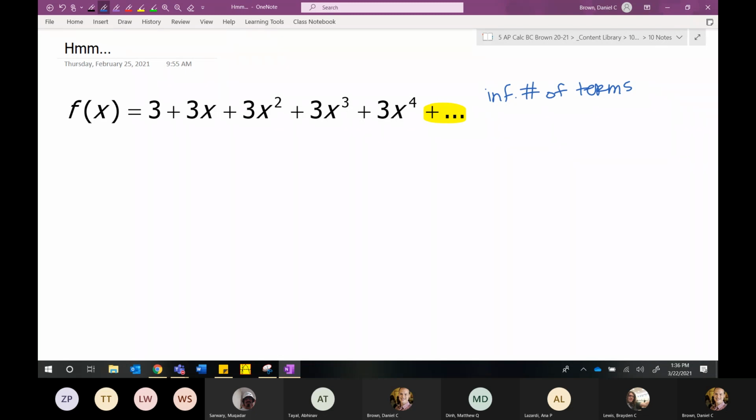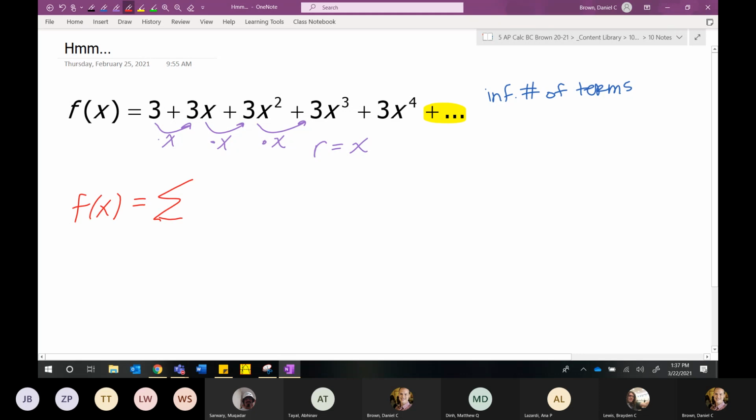How do I know it's a geometric series? What are we multiplying by as we move from one term to the next term? X. So you can see 3 times x is 3x, times x is 3x squared, times x again, 3x cubed. So we have this idea that our common ratio is literally the x value. Since that common ratio is the x value, I can use that to write a series for that function f of x.